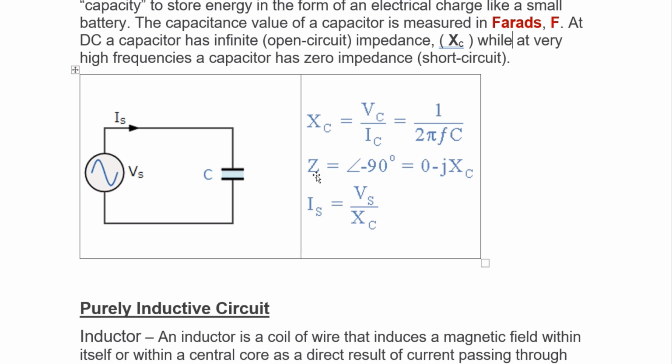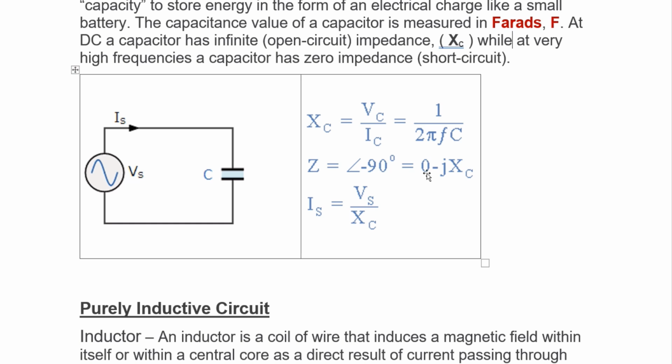Z is the value of total impedance of the circuit, and this is minus 90 degree because the voltage lags here with respect to your current. In other words, your current leads here with respect to your voltage. So it is vice versa, but that has to be understood properly. Minus 90 means your voltage is lagging, not your current is lagging.